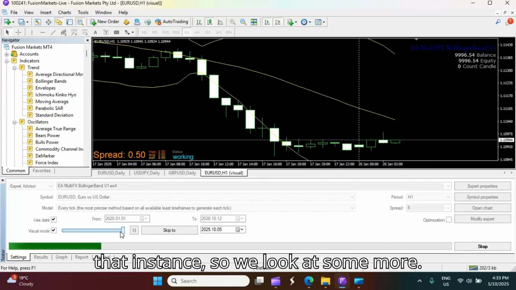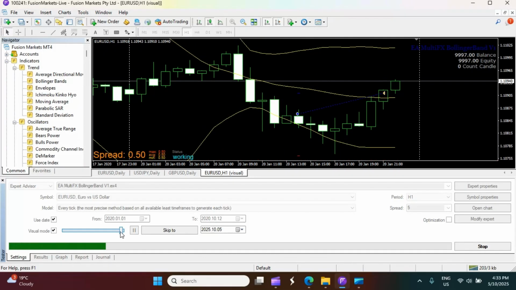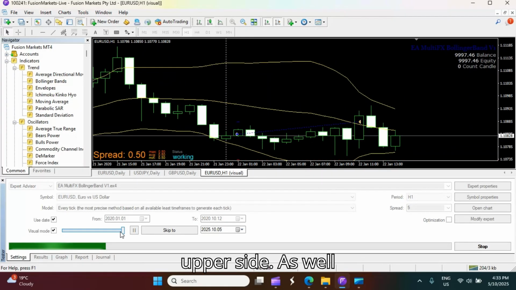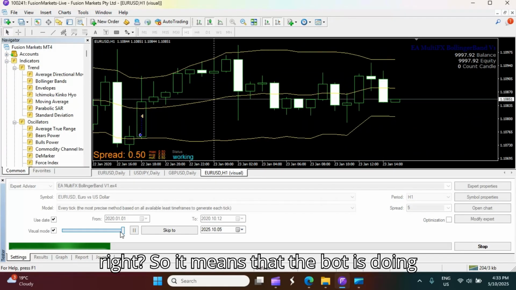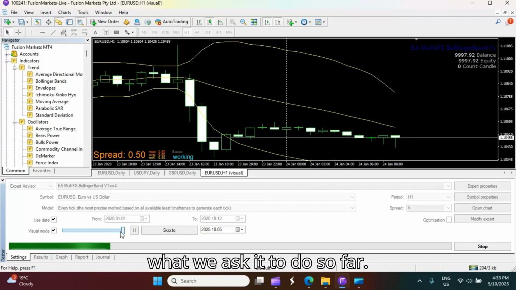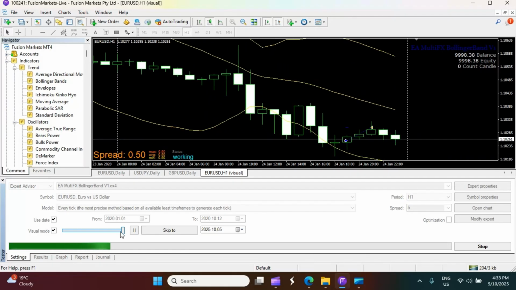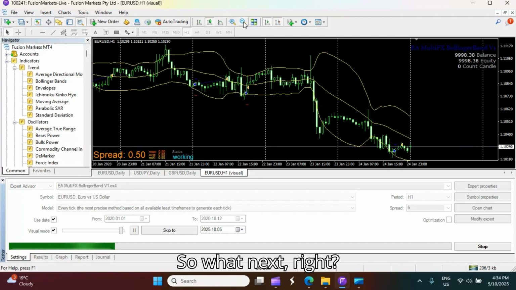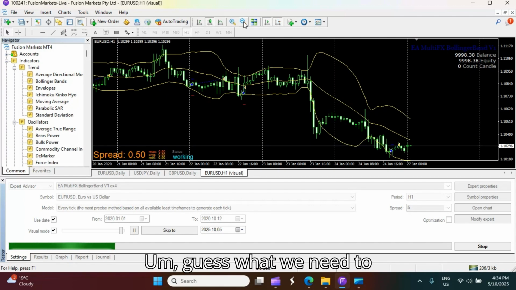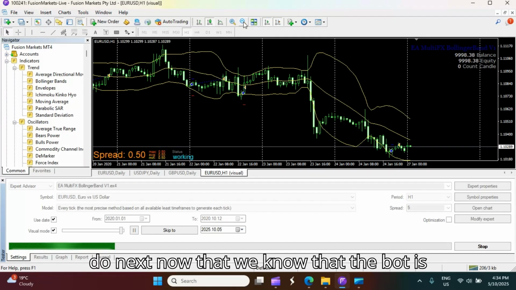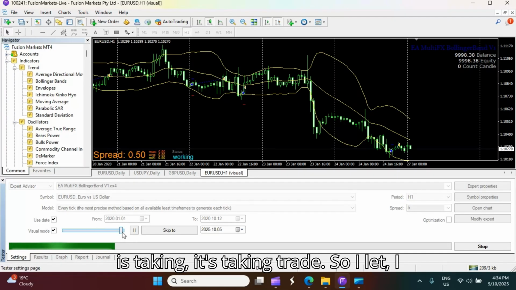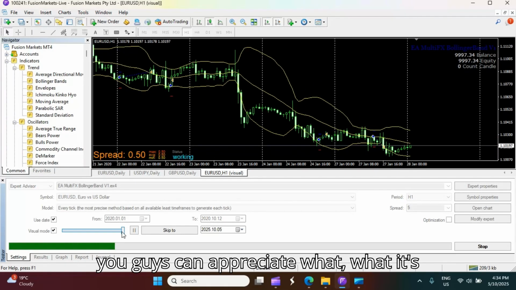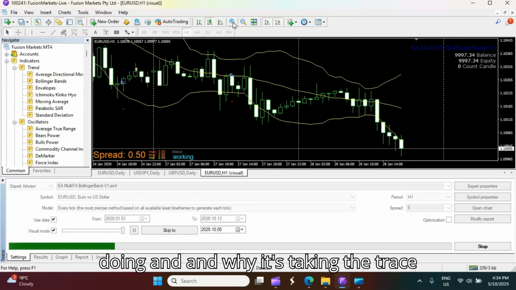So we'll look at some more. At least we know that the bot is taking trades both on the buy side as well as on the sell side, which is great, right? So it means that the bot is doing what we asked it to do so far. So what next, right? Now that we know that the bot is taking trades, I'll let the bot run for a little bit so you can appreciate what it's doing and why it's taking the trades that it's taking.